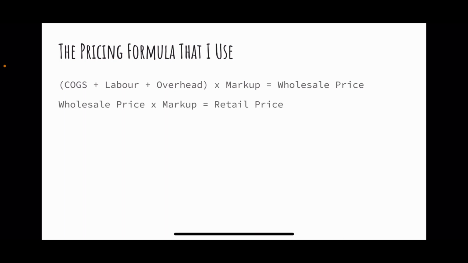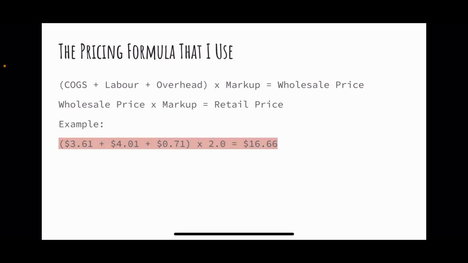Here's that formula again, and here's our example that we just did with all the numbers so you can see it all in action. So $3.61 plus $4.01 plus 71 cents is our COGS, labor and overhead. We times that by 2 to get $16.66. Multiply that by 2 to get our total of $33.32.